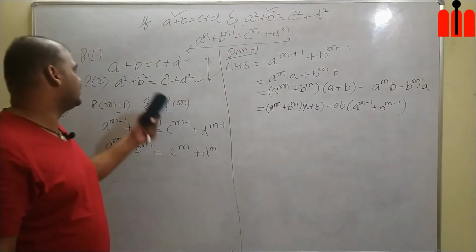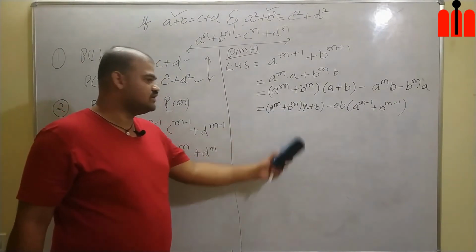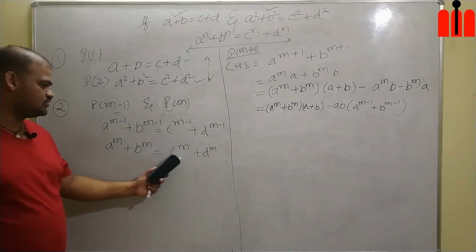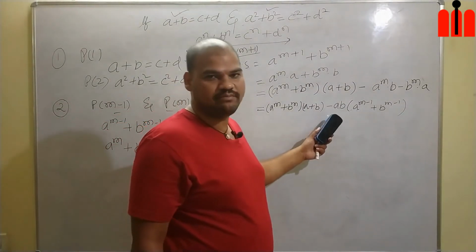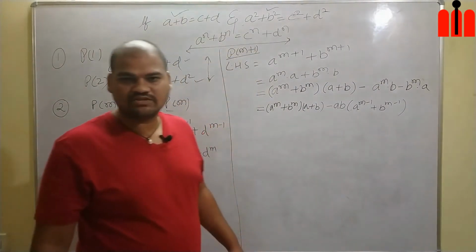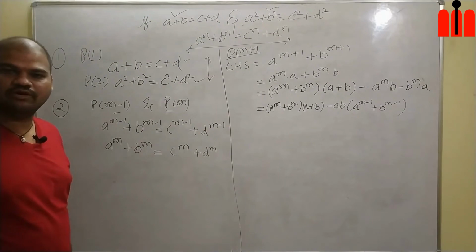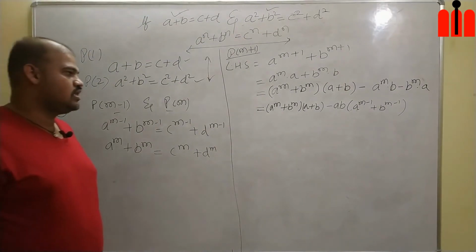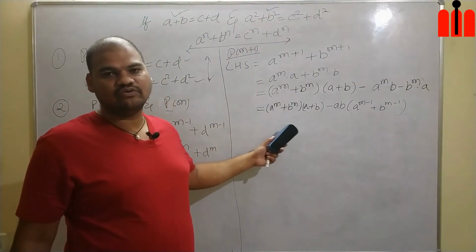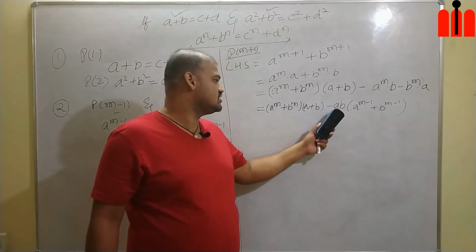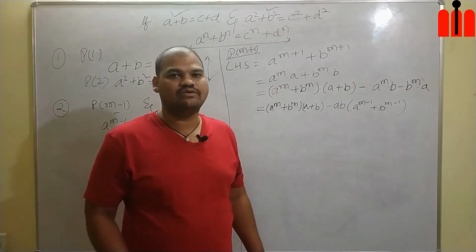A plus b you can substitute by c plus d, right? A to the power of m plus b to the power of m, you can substitute by c to the power of m plus d to the power of m. Now leave about this ab term. A to the power of m minus 1 plus b to the power of m minus 1 you can substitute here by c to the power of m minus 1 plus d to the power of m minus 1. Okay, so everything is converted to c's and d's except this ab. Now let's see how to convert ab to c's and d's.